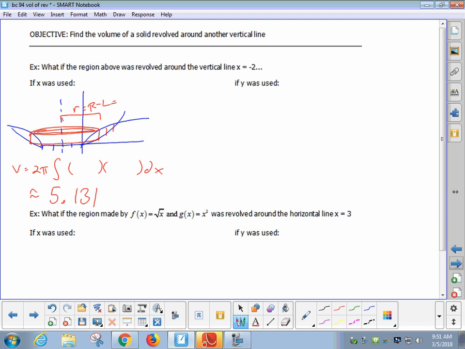What is the radius? Right minus left. The right is a varying horizontal position, so x minus negative 2 is x plus 2. The upper minus lower for the height is the square root function minus the parabola from 0 to 1. That's how I got my answer. How did you do? If you did not get that, figure out what you did wrong, or ask why what you did wrong is not correct.